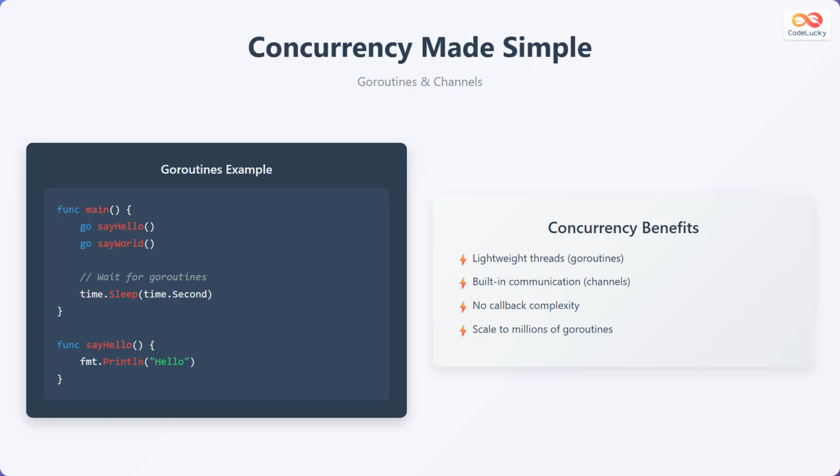One of Go's most significant strengths is its support for concurrency, which is simplified through Goroutines and Channels. Here's an example of how Goroutines work. We define a main function, inside which we launch two Goroutines, say hello and say world. These Goroutines run concurrently. The program then waits for 1 second to allow these routines to complete. Goroutines are lightweight threads, and Go has built-in communication through channels, eliminating callback complexity, and can scale to millions of Goroutines.